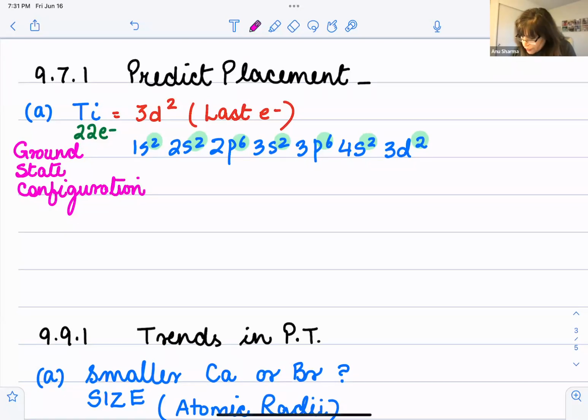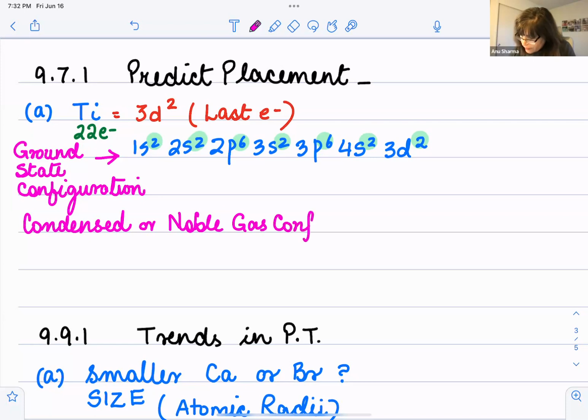Okay, now we are going to look at the condensed version, the condensed state. Okay, so ground state configuration is this. The condensed, or this is also called a noble gas configuration. Now, what is that noble gas configuration? Noble gas configuration is where we are bringing in the inner core looks like the nearest noble gas. So which one is that?